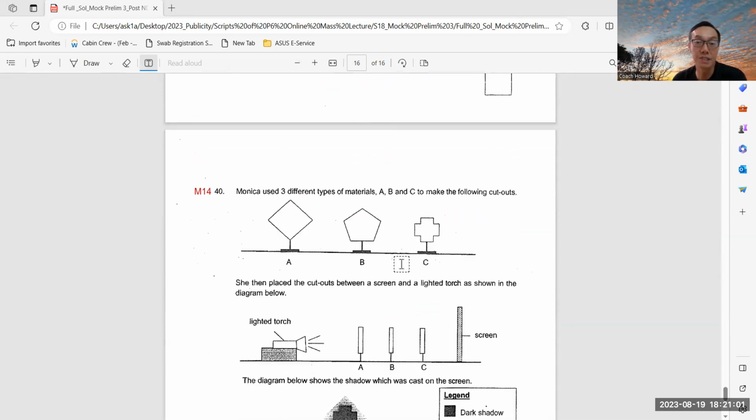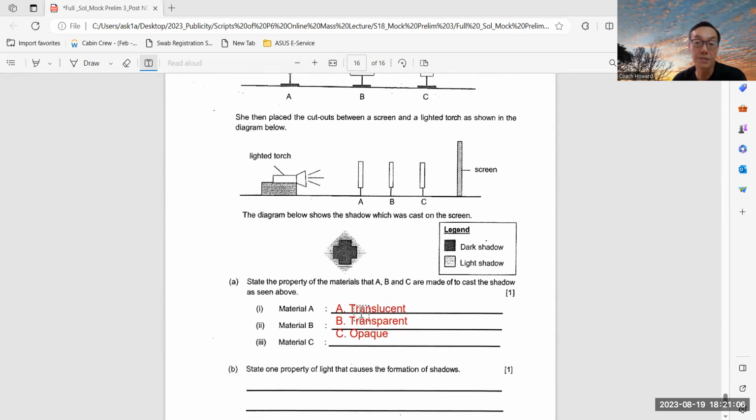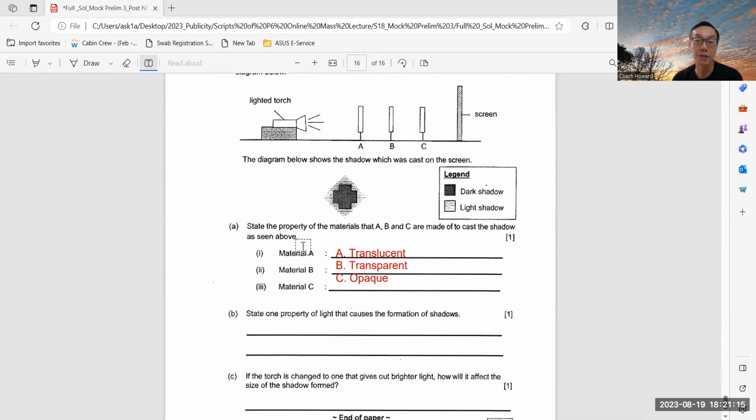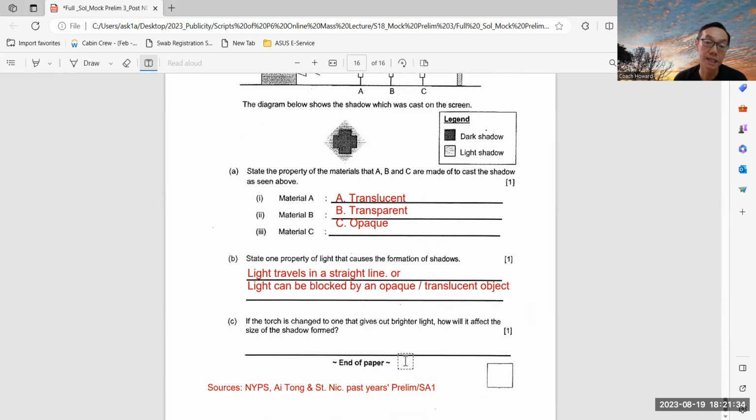And finally, this question is a light question. Very straightforward. You see the shadow. So I think this one is quite straightforward to explain. The properties of this, because property means whether it's translucent, opaque, or whatever. And then also the reason, state one property of light. So you can mention light travels in a straight line, or light can be blocked by an opaque object or translucent object.